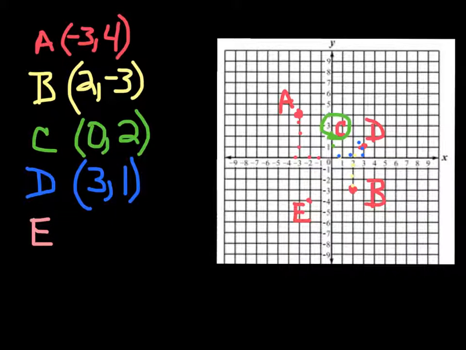So now we're going to find E. Start at the origin, and we are going to go to the left 2, so our x value is negative 2, and then we go down 4. 1, 2, 3, 4. So your y value is negative 4.